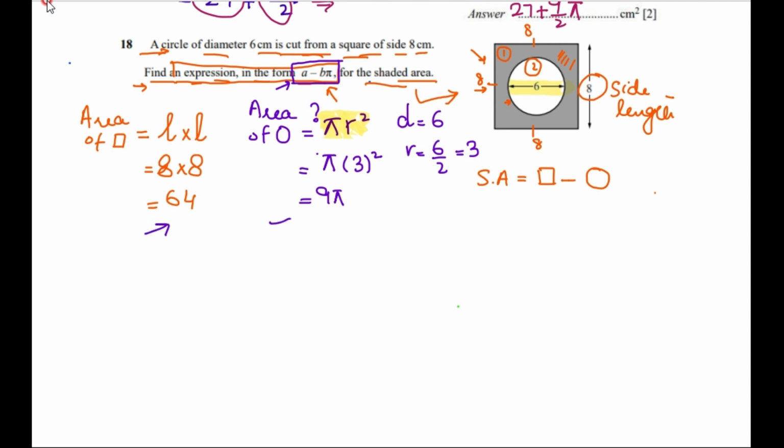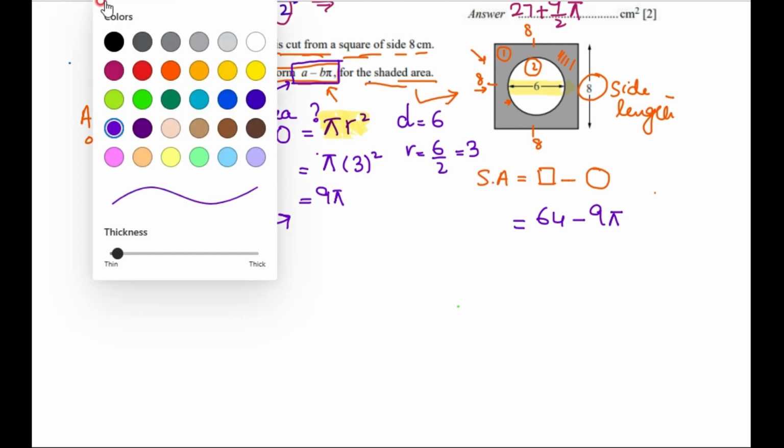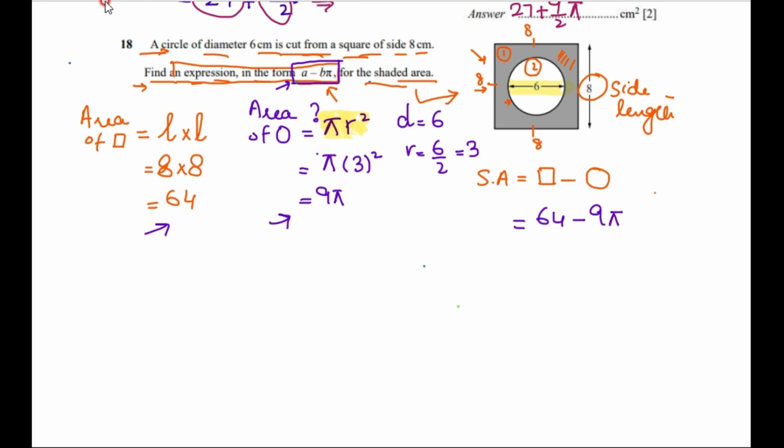After finding the area separately, we need to subtract both areas. How? Like 64 minus 9 pi. Here you can just observe the question statement. The question statement says what? Again, I will go back to this statement, that is a minus b pi. So here you can just observe the value of a is what? A is 64, and the value of b is what? 9. So this is how you can easily find the answer.